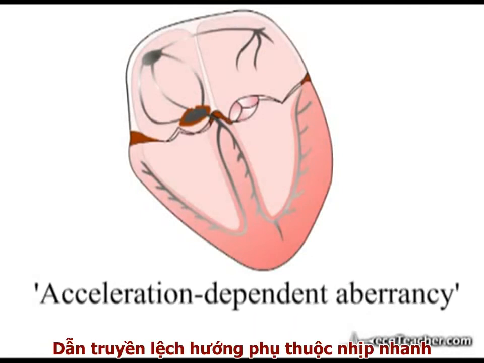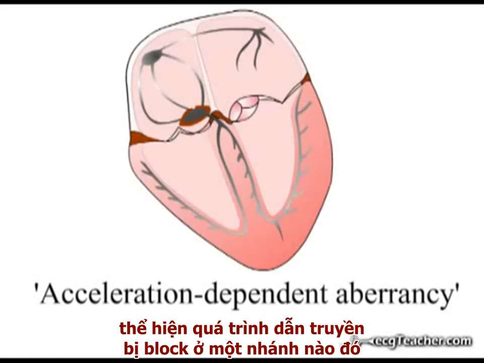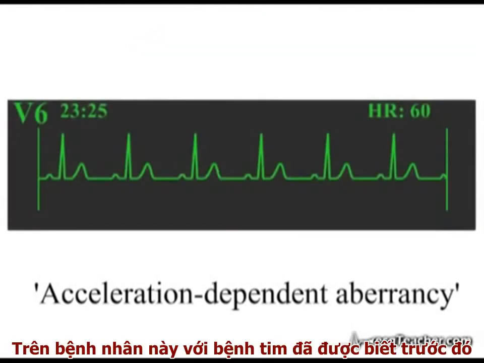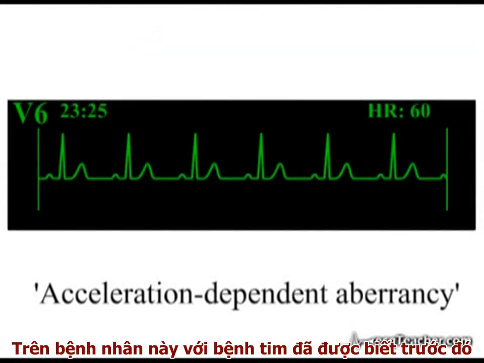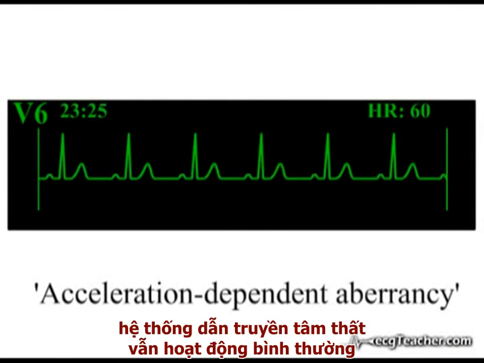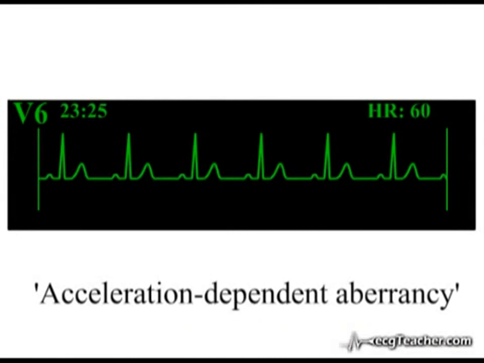Acceleration or rate-dependent aberrancy refers to a failure of conduction in a bundle branch when the heart rate rises to a certain level. In this patient with known heart disease, at a heart rate of 60 beats per minute, the ventricular conducting system is fully functional, with narrow QRS complexes on the monitor.